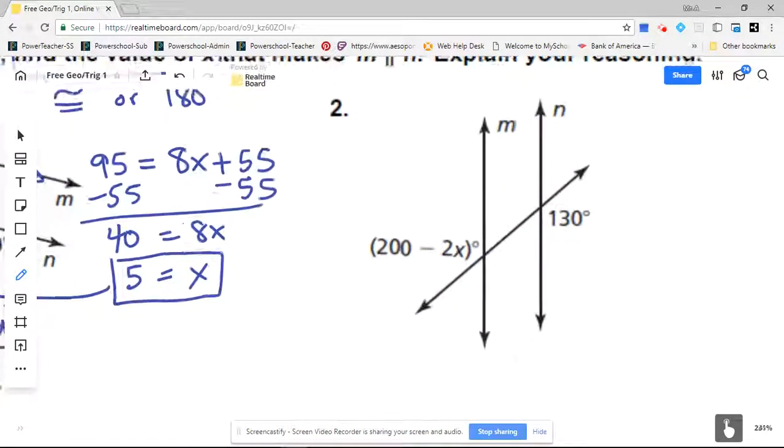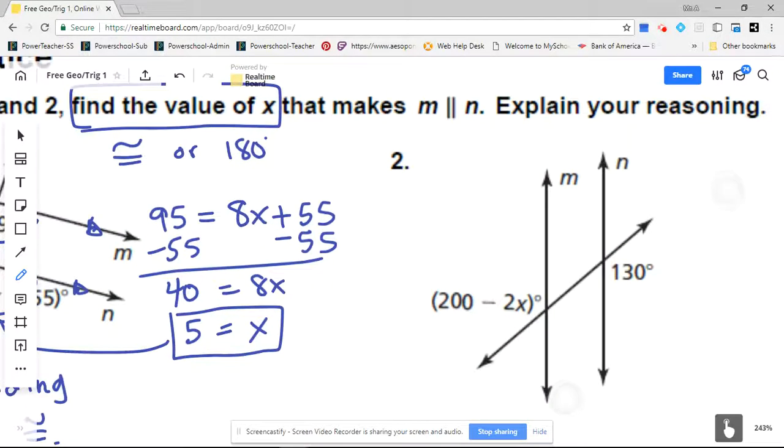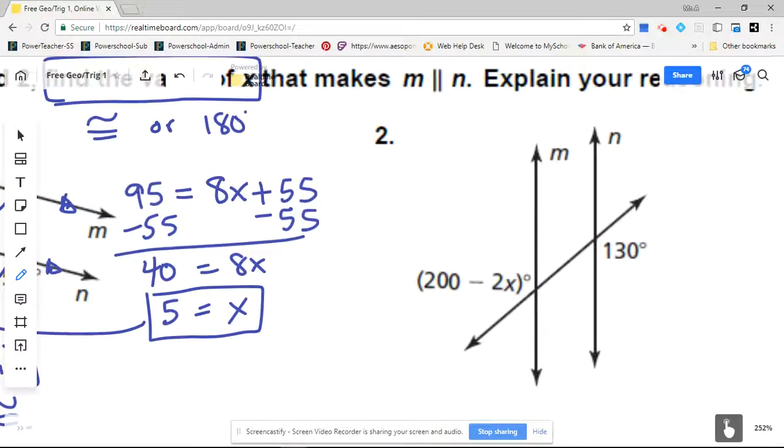If you look at 2, what do you think? Congruent or 180? This one looks like a really big obtuse angle. This one looks like a really big obtuse angle. What do you think? Equal or add up to 180? If they're both more than 90, they're not going to add up to 180, are they? They're going to be way over 180. So that means these have to be equal. These are alternate exterior.